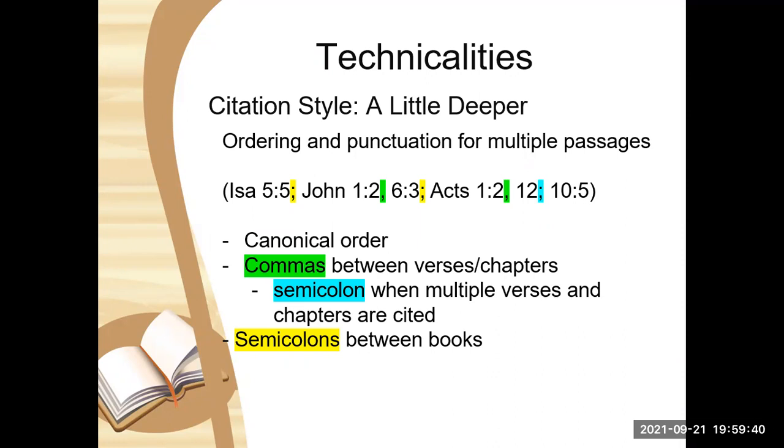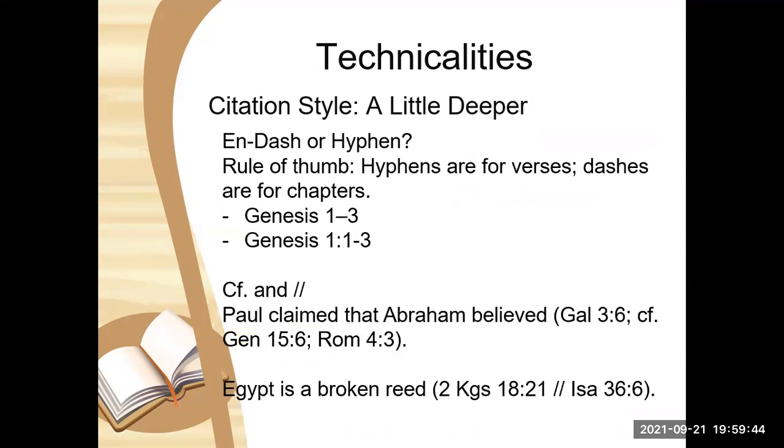So a little deeper on the citation style, I do have more on that one. En dash or hyphen. If you're wondering what the en dash is, for me on a PC, that is the control button and then the minus sign. My minus sign is up in the top right. So en dash or a hyphen, when to use which one? The rule of thumb, hyphens are for verses and dashes are for chapters.